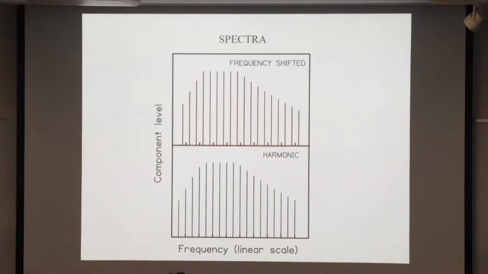This is an example of the spectra of a harmonic sound in black here and an inharmonic frequency shifted sound here. The spectral envelope is exactly the same, but there's a slight shift in the positioning of the harmonics for the frequency shifted one.